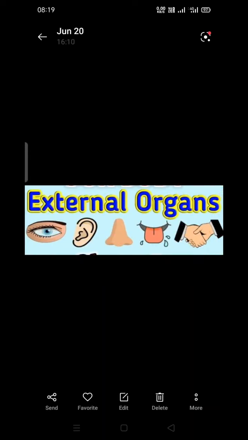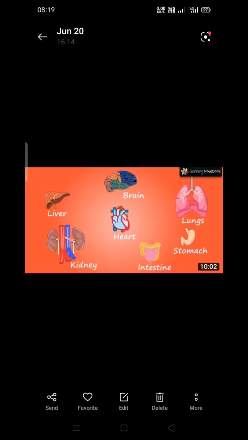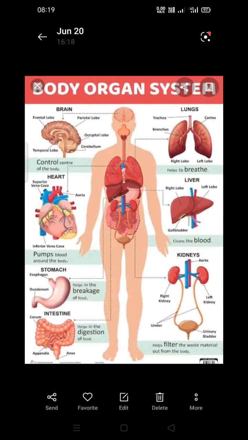External organs. We can see external organs with our eyes. The eyes, ears, nose, mouth, skin, legs and hands are some examples of external organs. Internal organs. On the other hand, the stomach, brain, heart, lungs and kidney are some examples of internal organs, and these organs are inside the body and we can't see them.